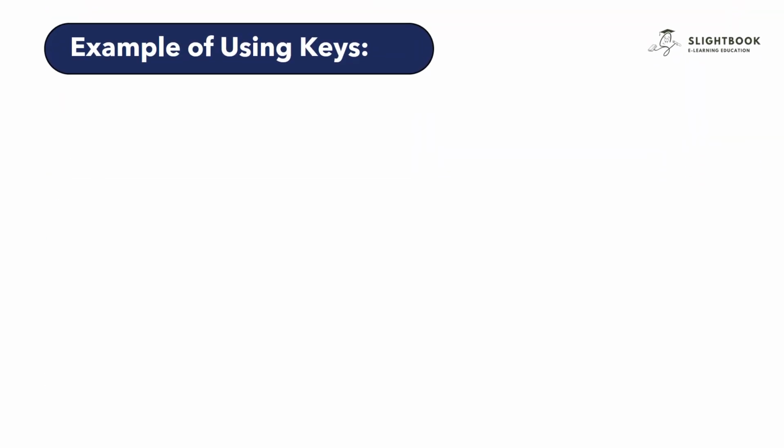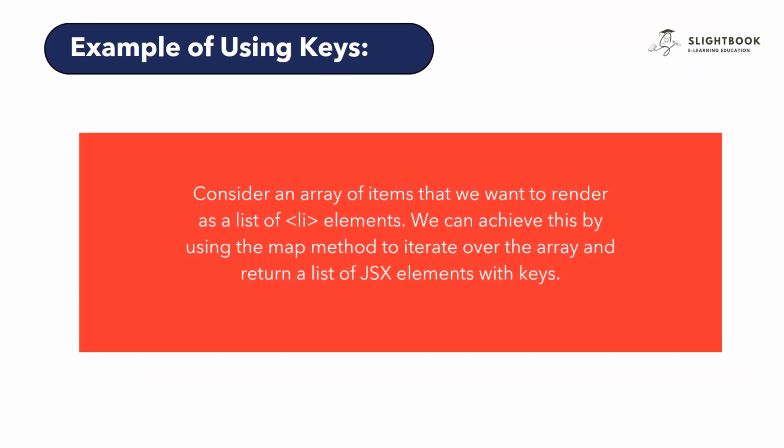Example of using keys. Consider an array of items that we want to render as a list of li tag elements. We can achieve this by using the map method to iterate over the array and return a list of JSX elements with keys.